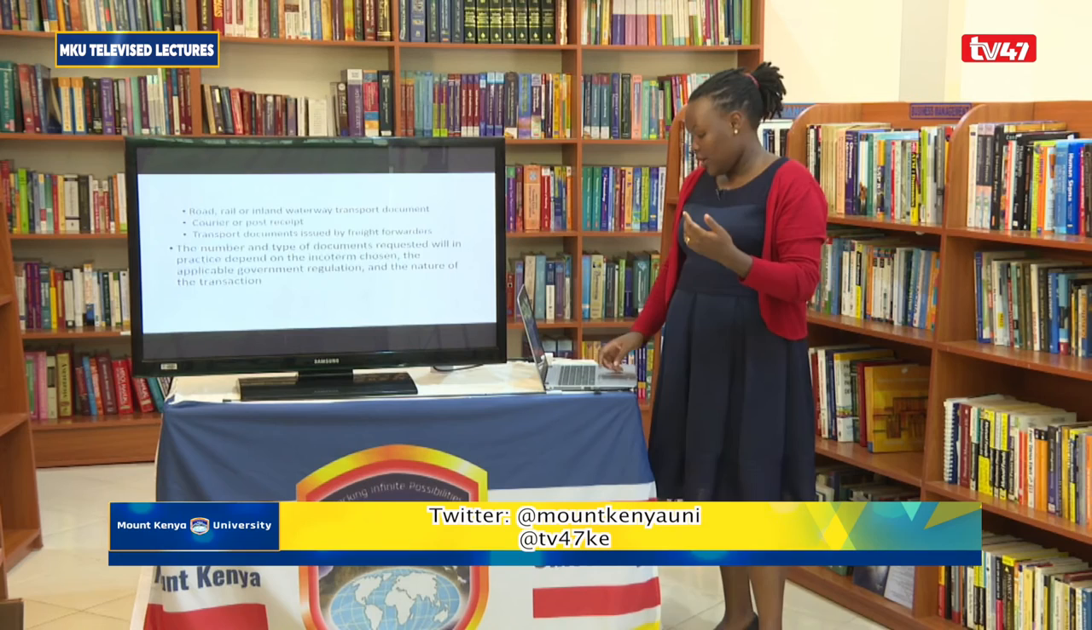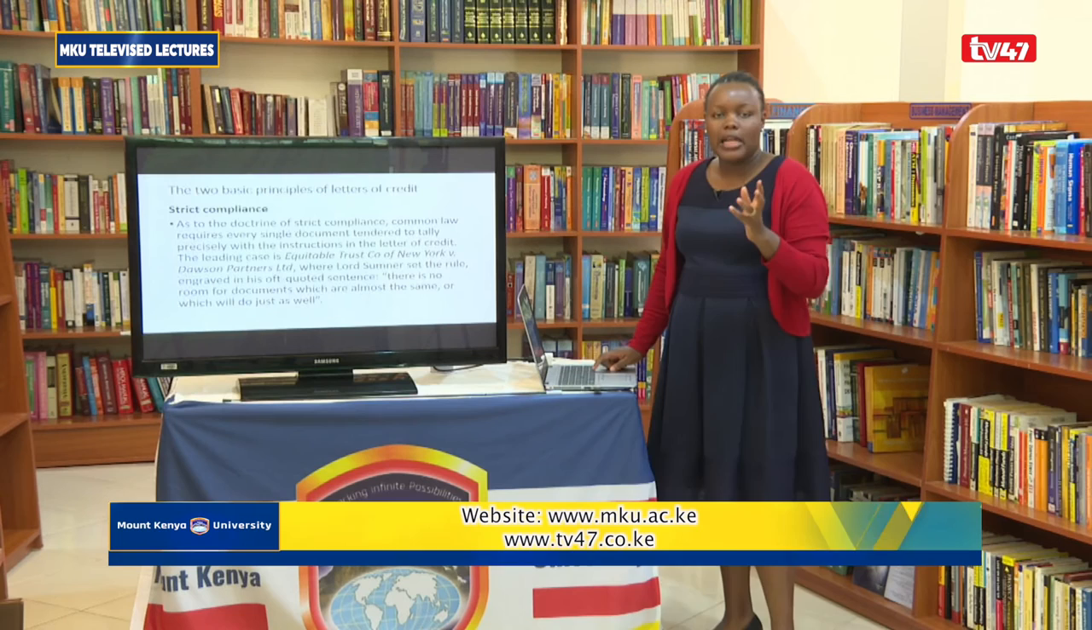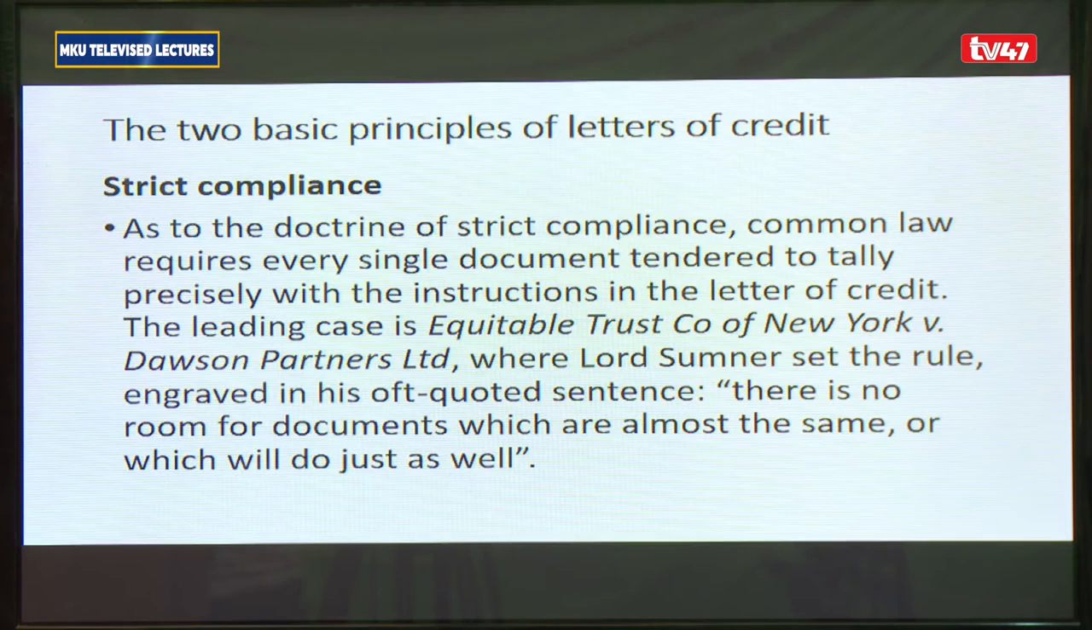Now, there are two basic principles, in summary, to the letters of credit. The first one is strict compliance. Okay, it's under the common law and it requires every single document tendered to tally precisely with the instructions in the letter of credit. Okay, and the leading case we can see is Equitable Trust Company of New York versus Dawson, where Lord Sumner set the rule engraved in his oft quoted sentence, "There is no room for documents which are almost the same or which will just do as well. There has to be strict compliance." Please get that very clear, okay?